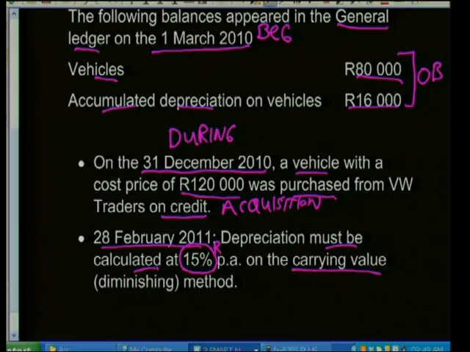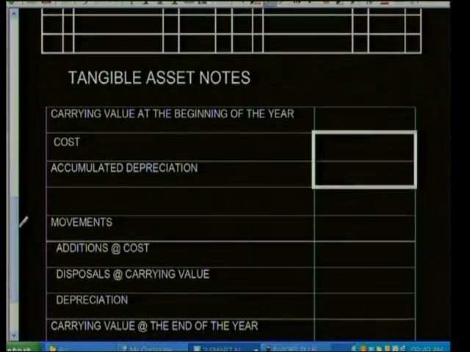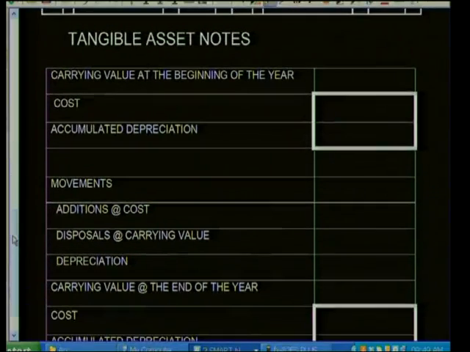So immediately when I see the word carrying value, I'm going to remind myself I need to take cost minus accumulated depreciation, and that gives me carrying value. Right, guys, that's the info. Let's now look at the answer sheet and then we can start answering this question itself. So on my answer sheet, I've got my ledgers, vehicles, then accumulated depreciation on vehicles, the last ledger account, which is depreciation, and then there's my tangible asset note. Okay, so let's get started.